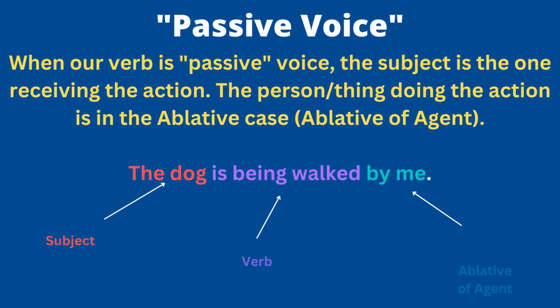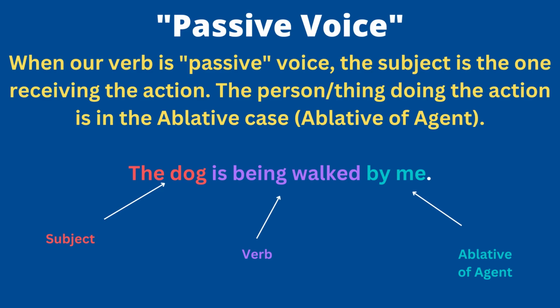Passive voice is when the subject isn't doing anything. It's receiving the action, right? So if you say the dog is being walked by me, the verb is being walked, right? So when you say the dog is being walked, the dog isn't doing anything, right? Something's happening to the dog. This is the passive voice, right? And it often goes with the ablative case, usually something we call the ablative of agent, which we'll talk about later on in the video. The by me part in English is telling you who's actually walking the dog, right?